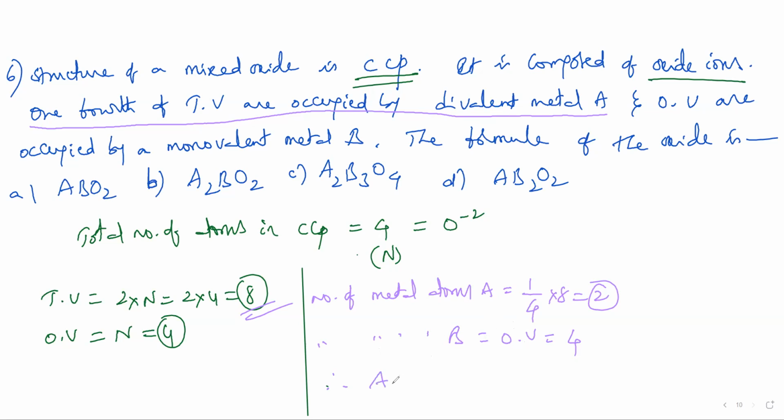A, how many A? 2. B, 4. Oxide ions, how many oxide ions are there? 4. So what are you getting? A2B4O4, which simplifies to AB2O2. So this is the formula of the compound. Where is it? Last option, AB2O2. Done, sir.